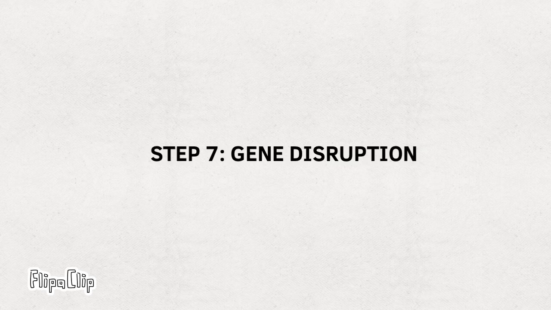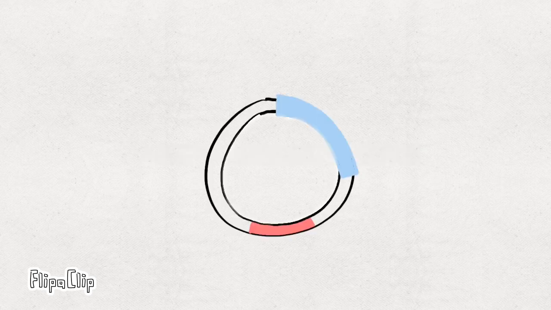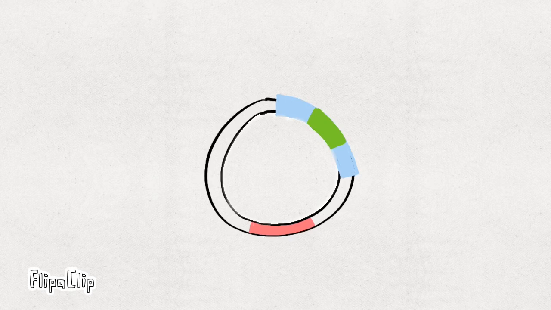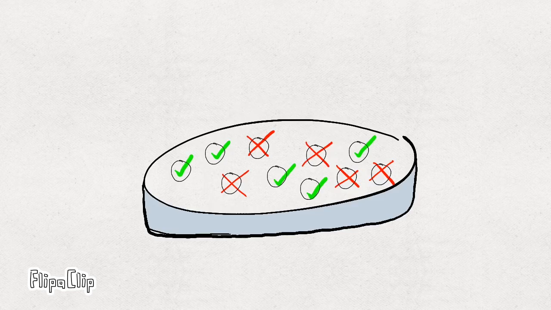Once we have confirmed that the transformation was successful, we're going to chop the insert with another restriction enzyme. We're then going to add a neomycin-resistant gene, which is going to cause a disruption of our gene of interest. Eventually, we will add this plasmid containing the disrupted gene to Tetrahymena, and we're going to grow the cells on neomycin plates. Just like we saw with ampicillin, if the cells took in the plasmid containing the neomycin-resistant gene, the cells will grow on the plate. This allows us to choose only those cells that contain the disrupted gene to send off.